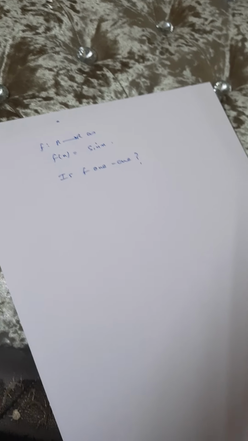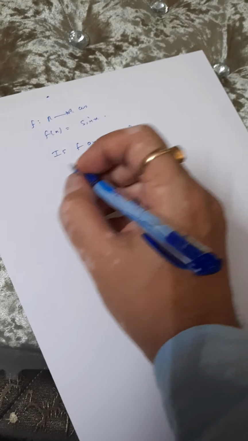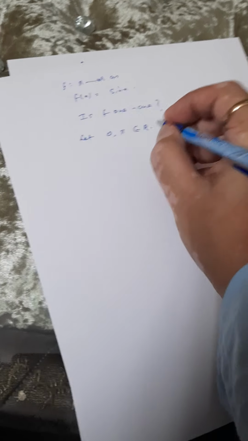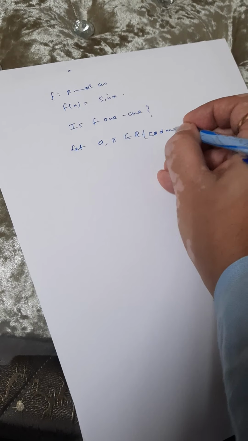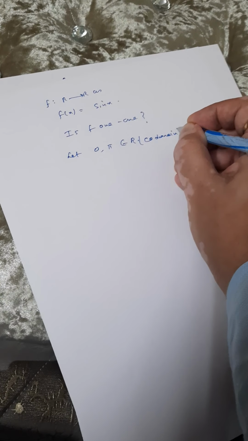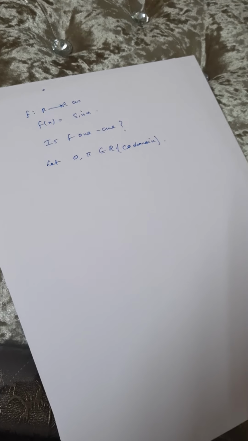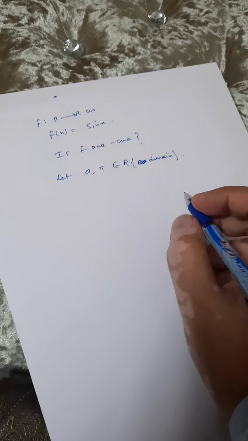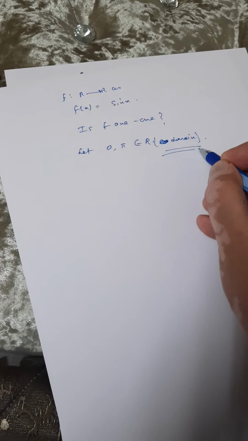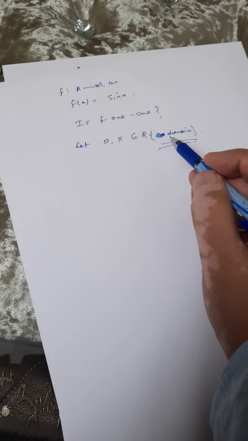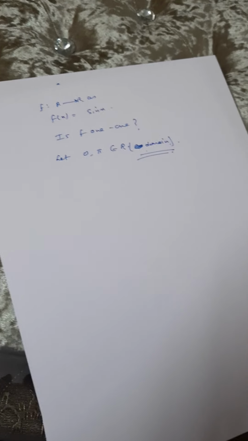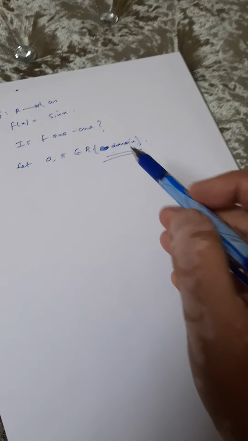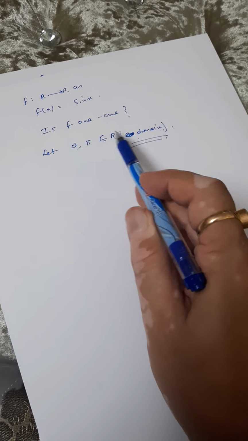So, you can say mostly the answer is no, because let 0 and pi belong to R, codomain. Sorry, it's domain. I'm very sorry, class. Everywhere you should write domain. Codomain is this one, domain is this. So class, please correct all this. In previous cases, where I have written codomain, you make it domain. Let 0 and pi belong to R.